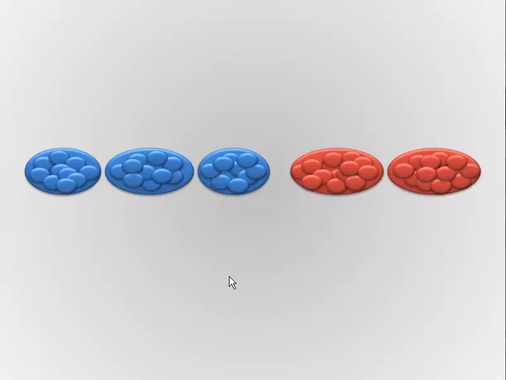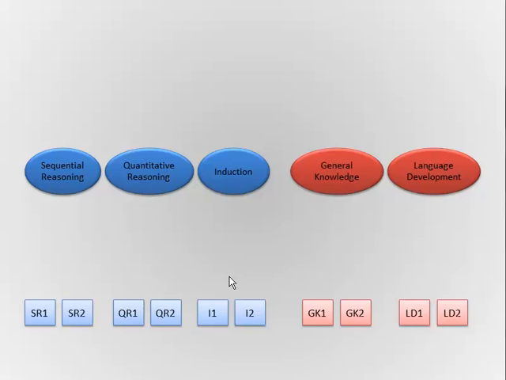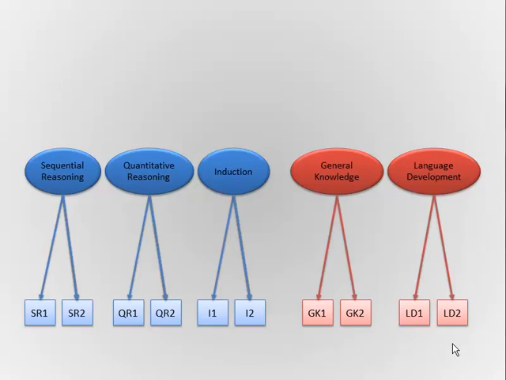But the way that we test them, the way that we learn them, is that they have some sort of functional unity. Suppose we want to measure this in a study. Well, we might think, well, let's get a few tests of sequential reasoning, a few tests of quantitative reasoning, a few tests of induction, a few tests of general knowledge, and a few tests of language development. If we do confirmatory factor analysis, we might suppose that we'll get loadings like this. Now, we can model correlations between these things, but I'm going to leave those out for now.